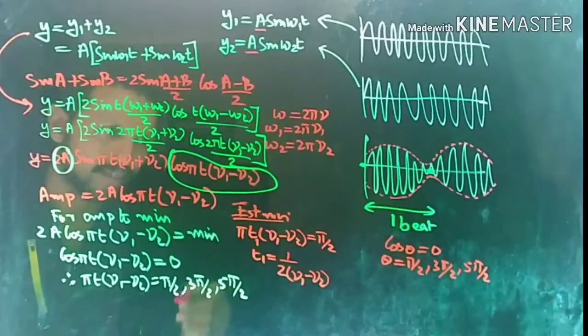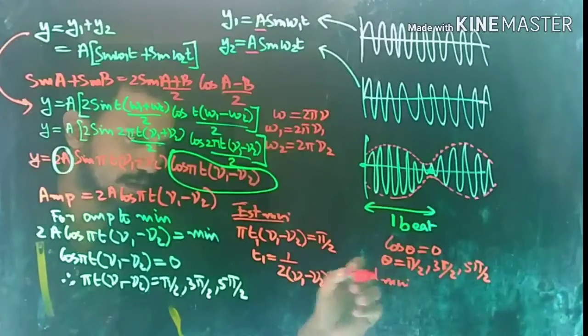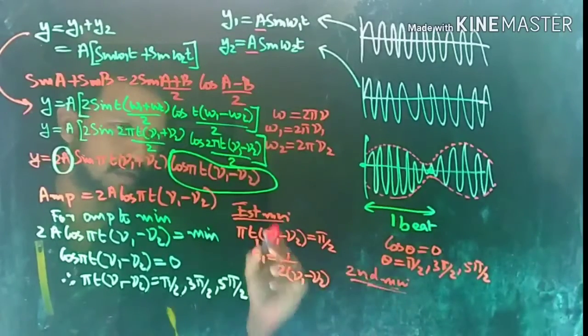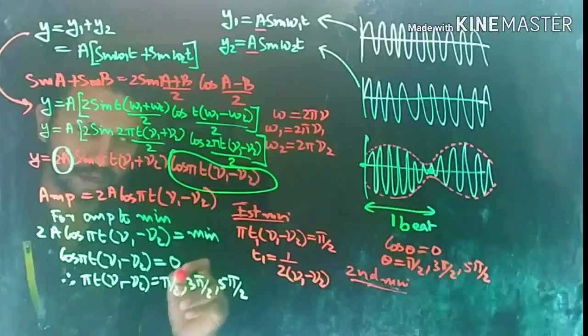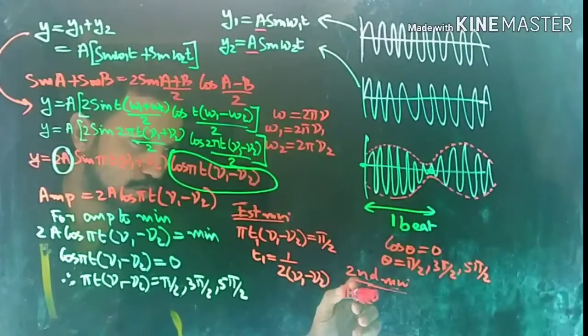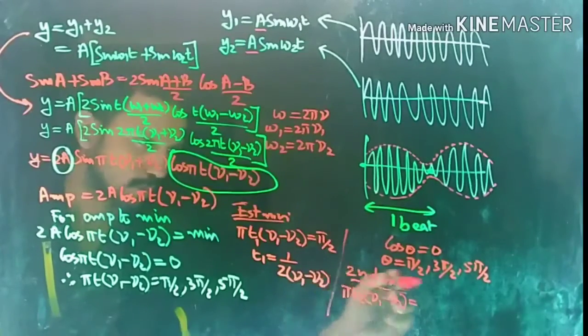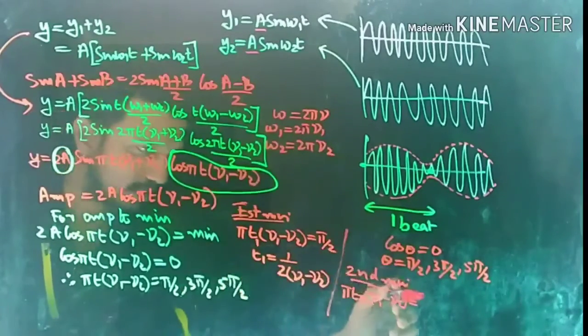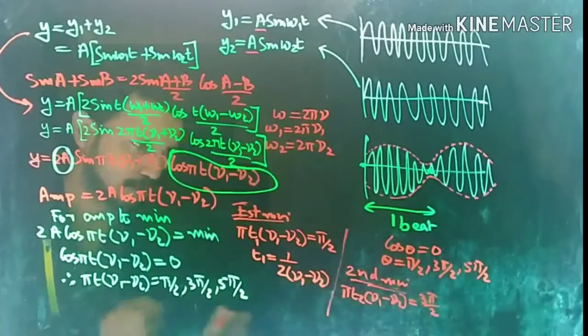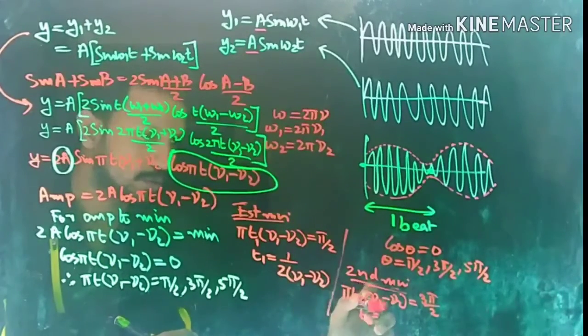In a similar manner, for the second minimum, the angle should possess 3 pi by 2. That is, pi t2 into nu 1 minus nu 2 should be equal to the next angle, 3 pi by 2. Then from this I can write t2 is equal to 3 by 2 into nu 1 minus nu 2.